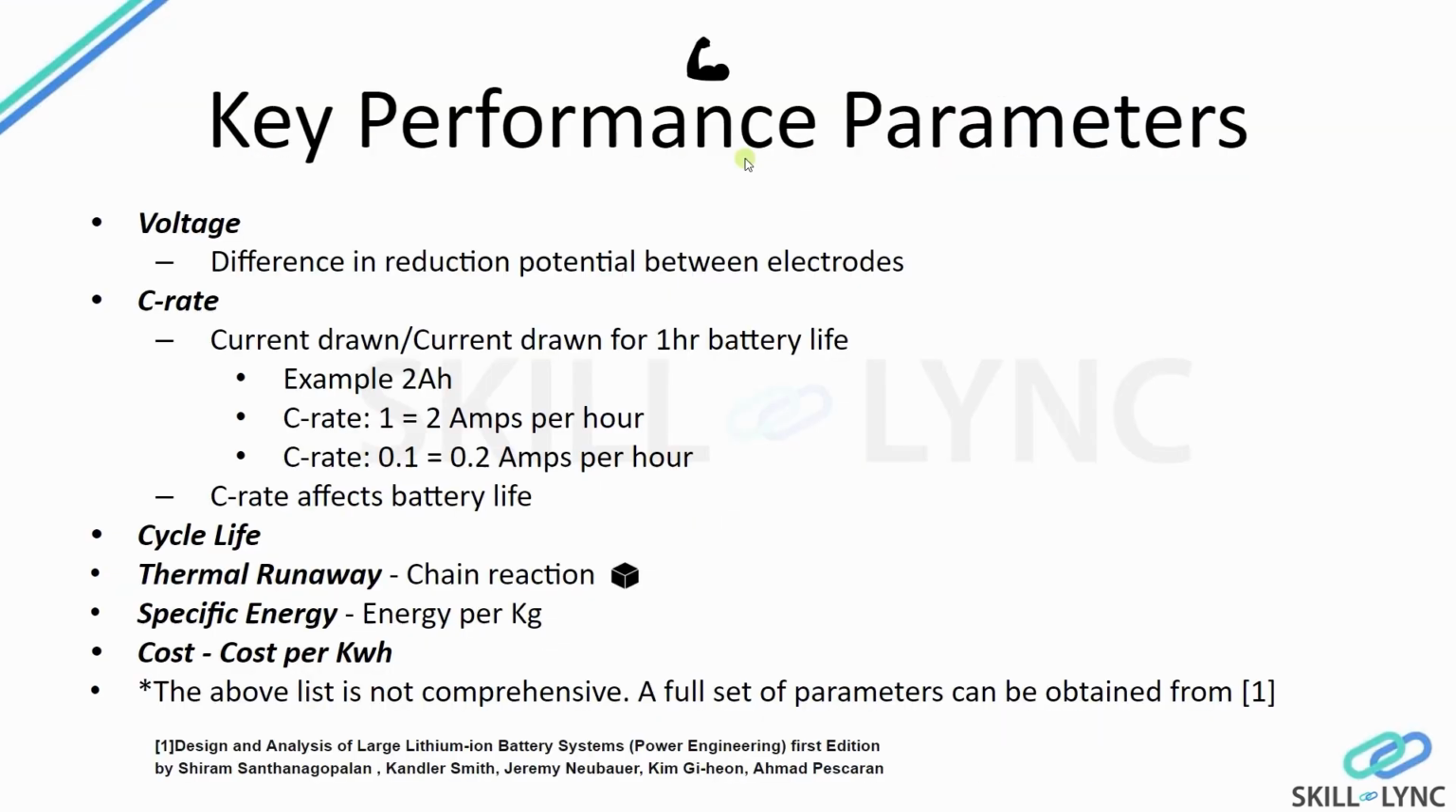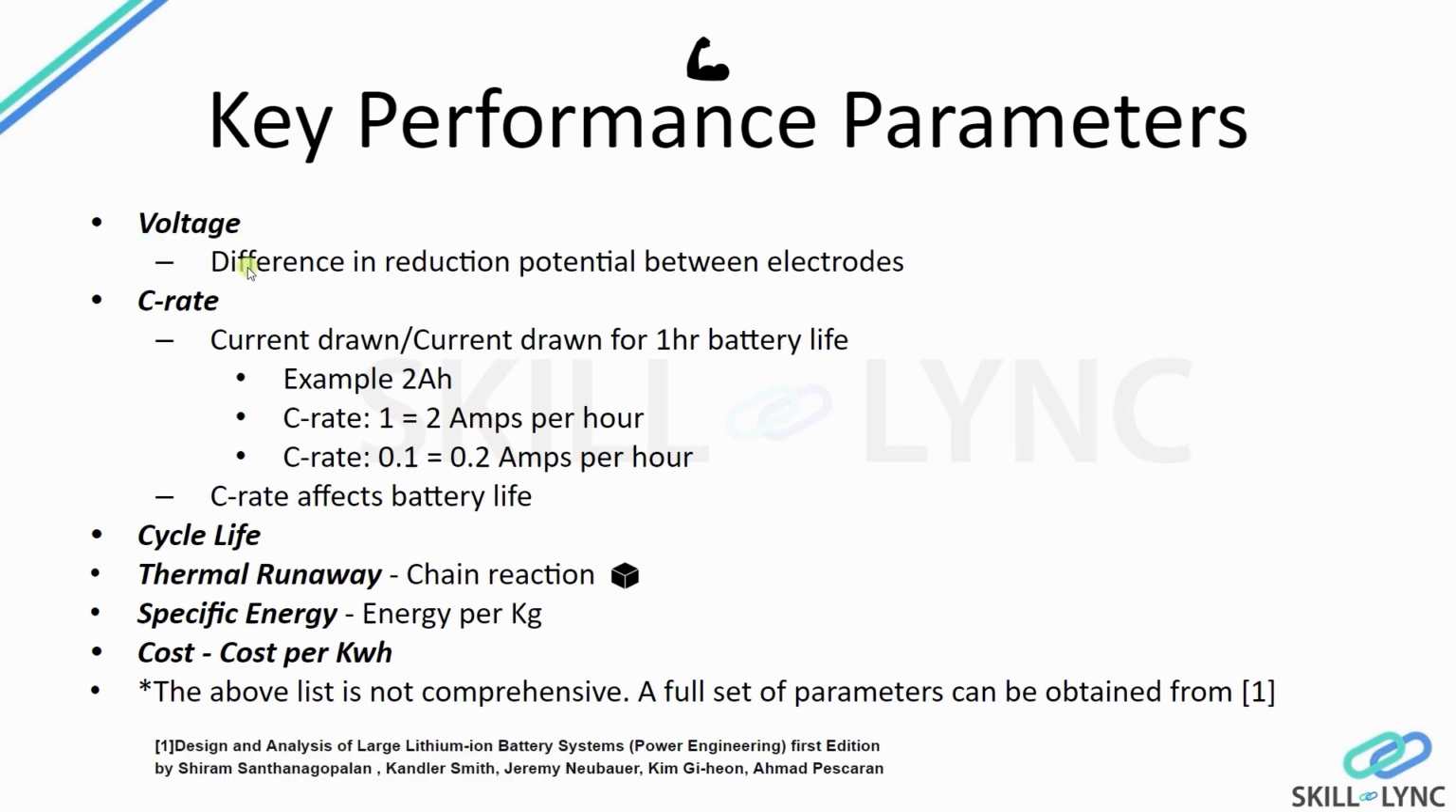All right, so coming back to the PPT. Let's take a look at the key performance parameters that determine how a battery pack is going to perform. Obviously, voltage is one. We already looked at it. It's the difference in reduction potentials between the electrodes. The battery chemistry is something that typically a chemical engineer plays with. They try to come up with different strategies, different chemistries that can be supported in battery packs. The idea is to not only optimize for voltage, but to optimize for other things such as C rate, cycle life, thermal runaway, specific energy, and cost per kilowatt hour.